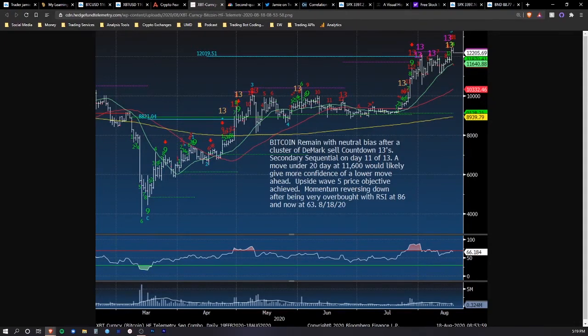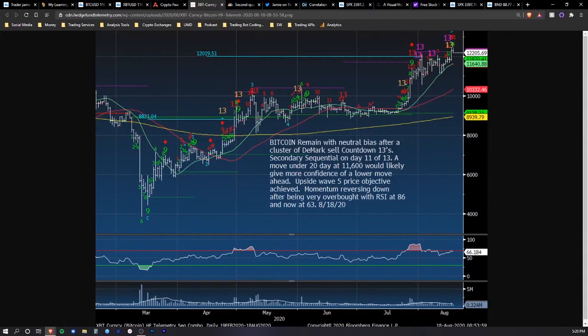A TD sell countdown occurs after a sell setup. Hold on, I can't see. I don't have my glasses on. Yeah, countdowns. A TD sell countdown occurs after, or can start on, the setup 9, where the close is greater than or equal to the high 2 bars earlier. Countdowns start at 1 and count to 13, but don't have to be consecutive like setups do. So once the setup and countdown complete, you have a TD sequential signal.